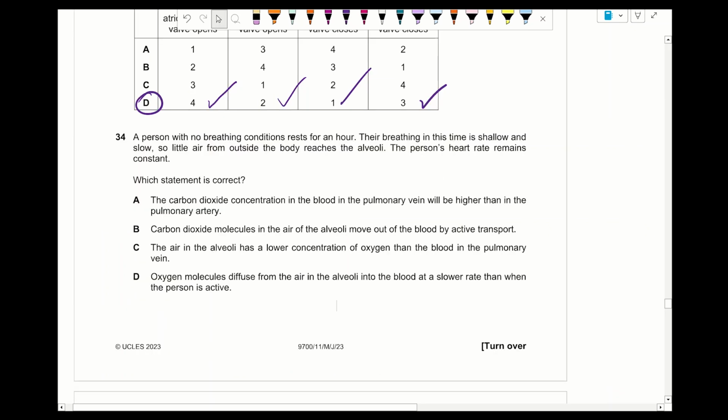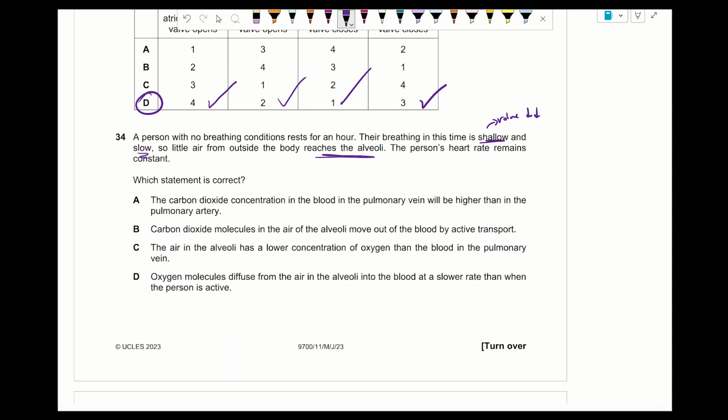Question number 34. A person with no breathing conditions rests for an hour. Their breathing in this time is shallow and slow. Therefore, the volume of air is less. So little air from outside the body reaches the alveoli. The person's heart rate remains constant. Which statement is correct? Now let's see the suggestions that we have here.